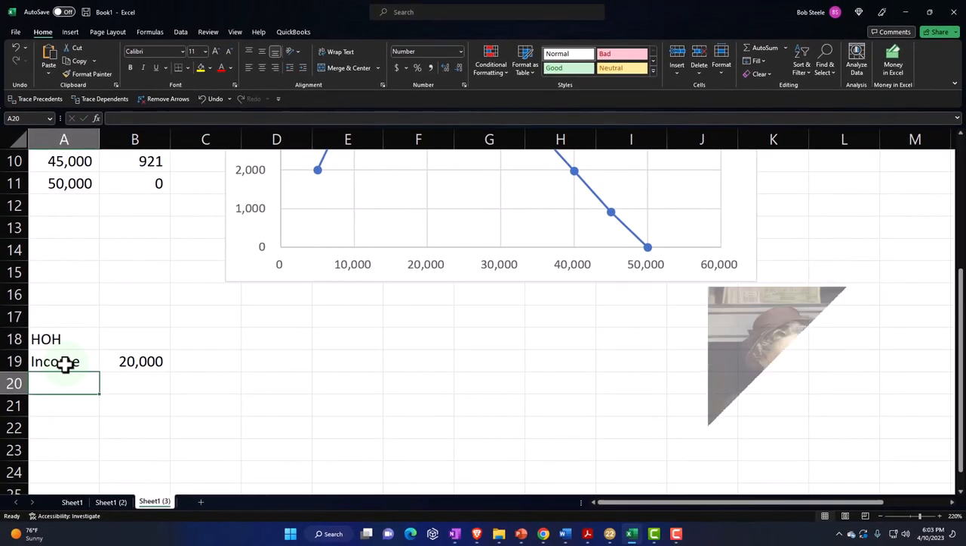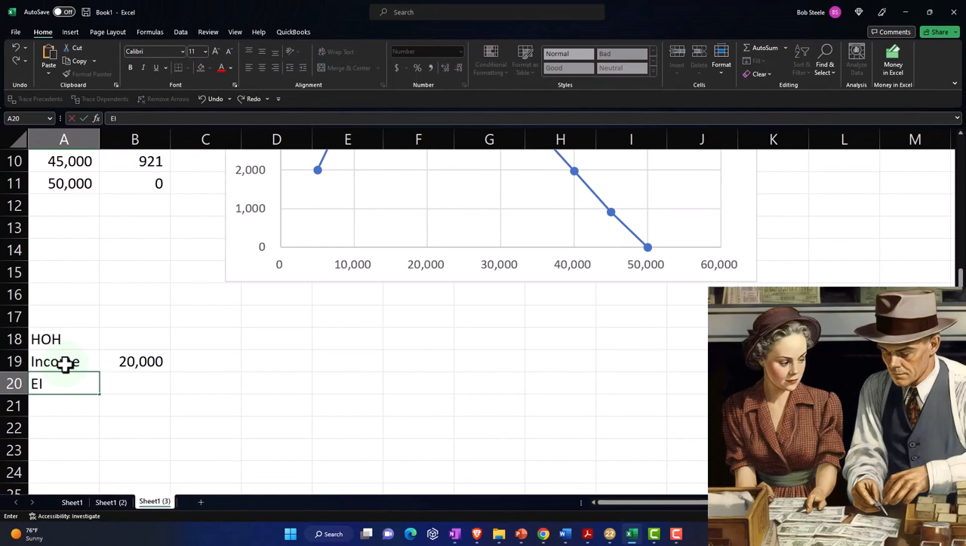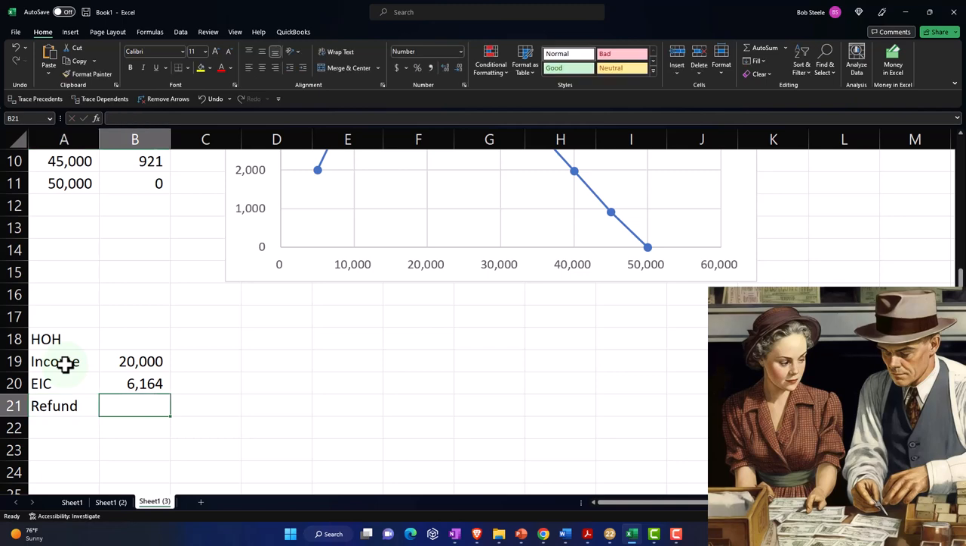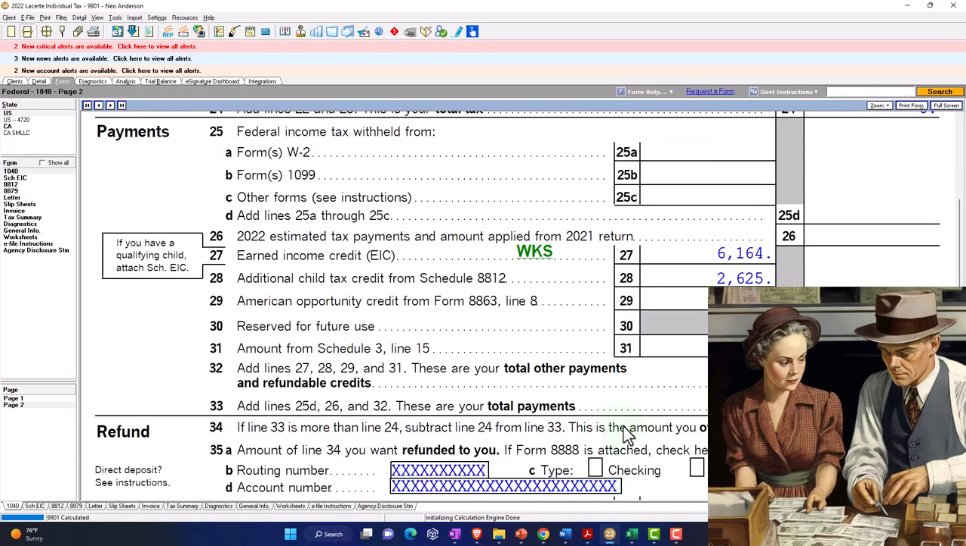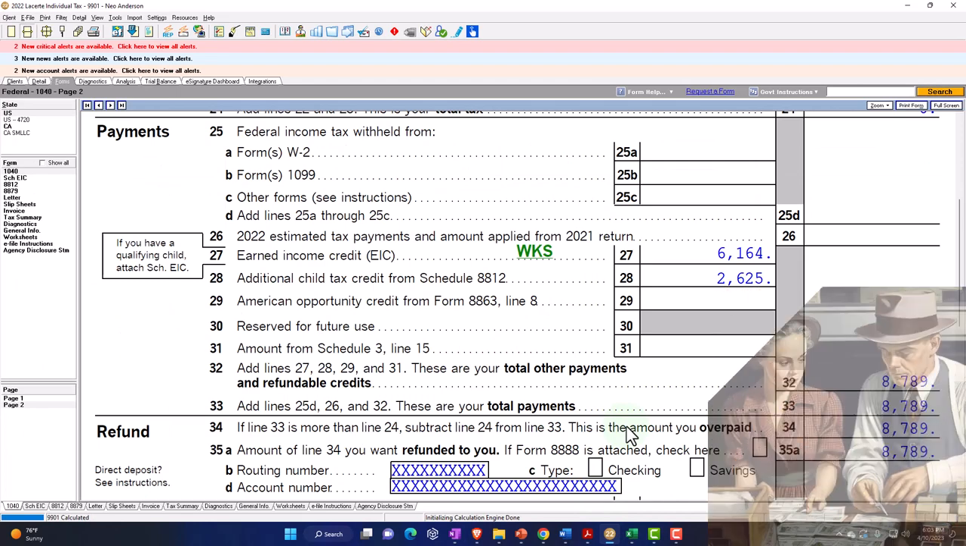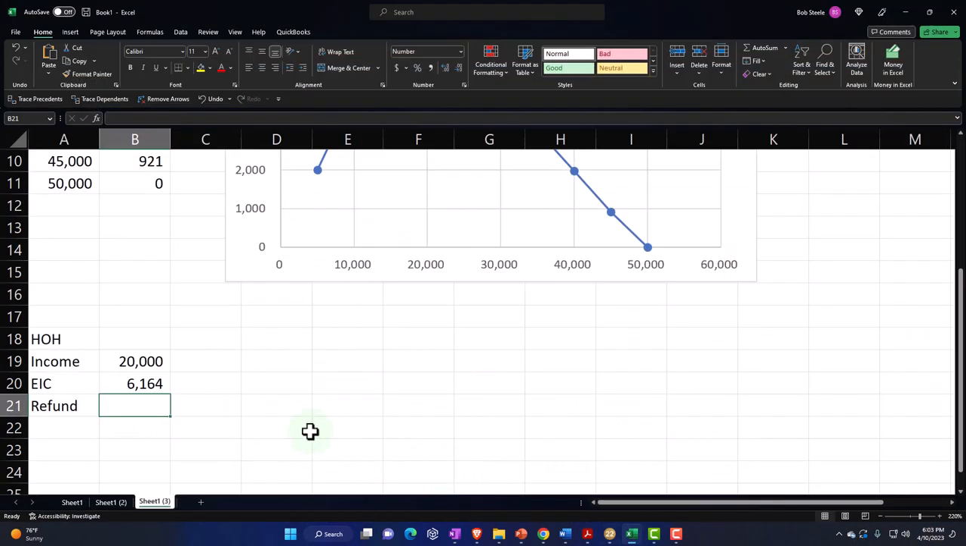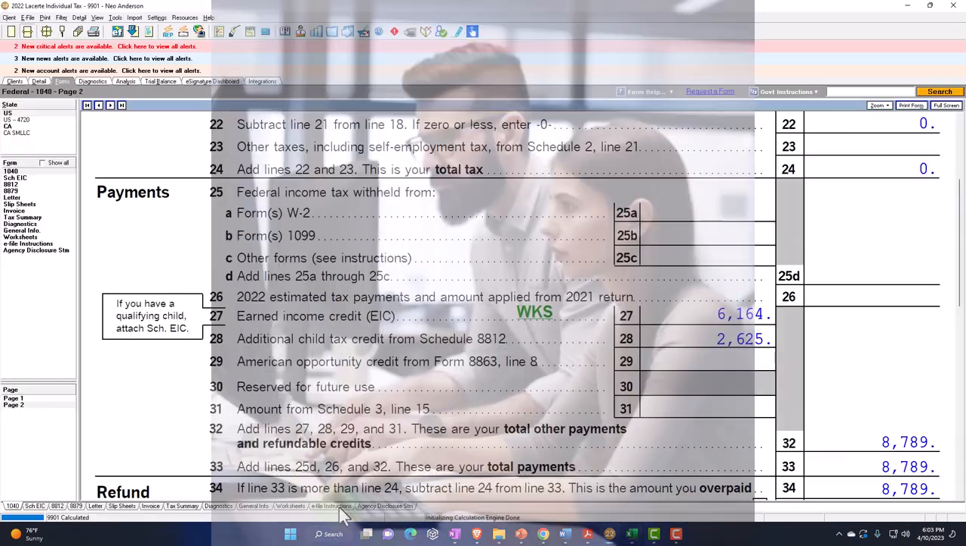20,000, and earned income credit is the 6,164, and then we had the refund. The refund would be, we're saying here, the 8,789. Okay, so then let's imagine we had two people in that situation.